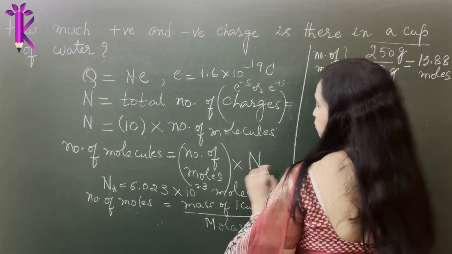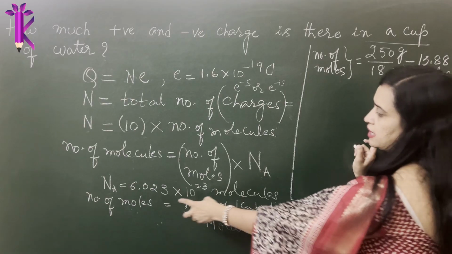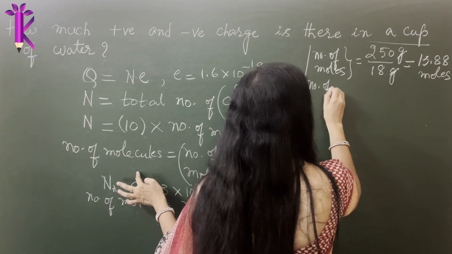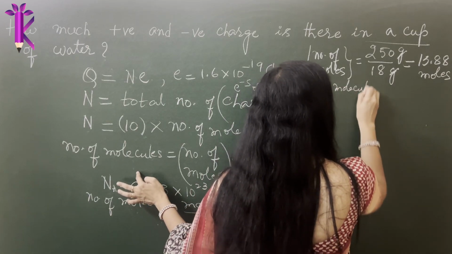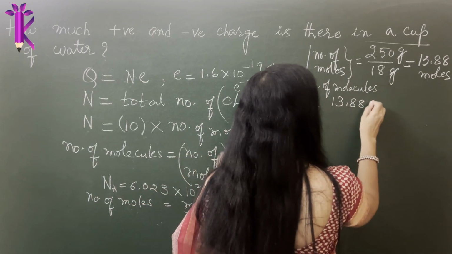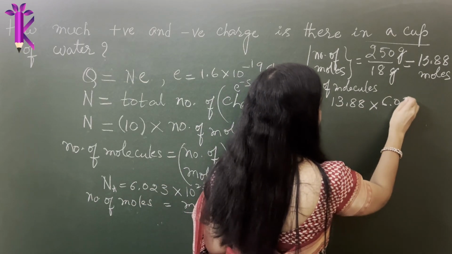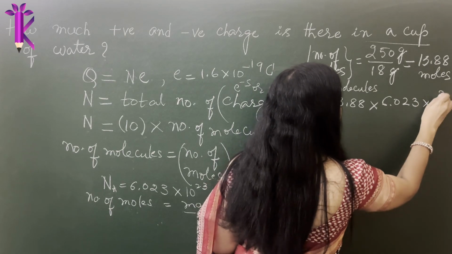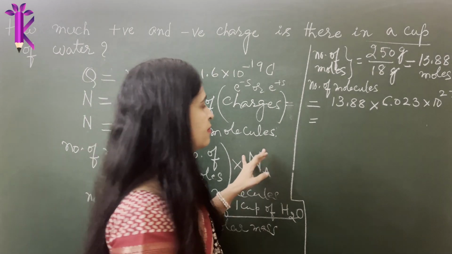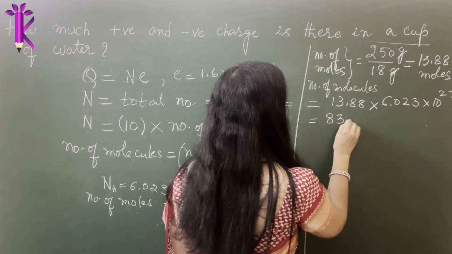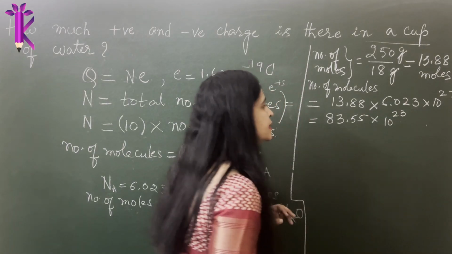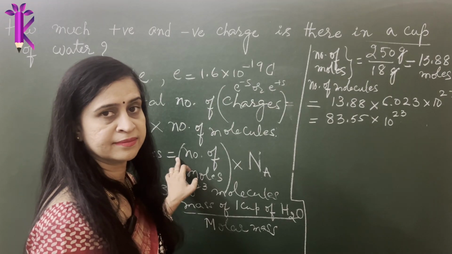Now we will substitute the number of moles here and multiply it with the Avogadro number to find the number of molecules. So the number of molecules will be equal to 13.88 into the Avogadro number, which is 6.023 into 10 to the power of 23. Now use your calculator and see that it will come somewhere around 83.55 into 10 to the power of 23.